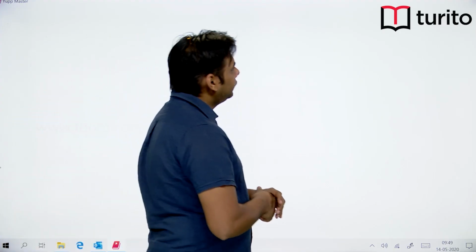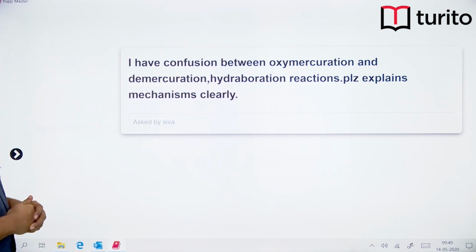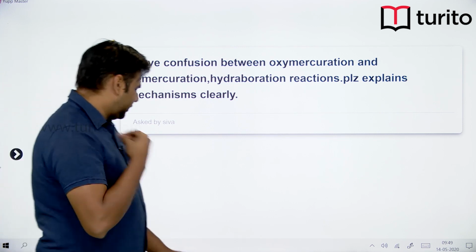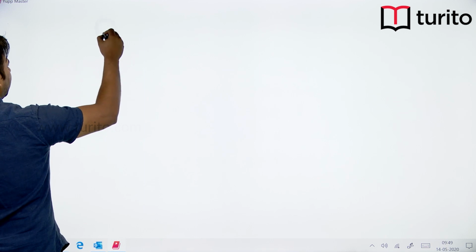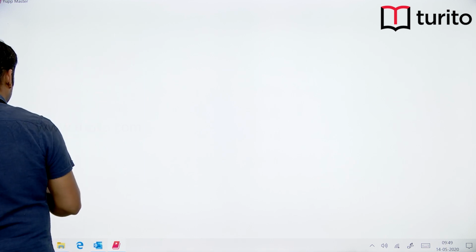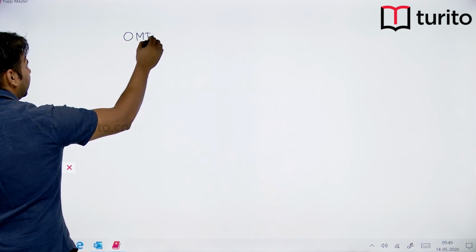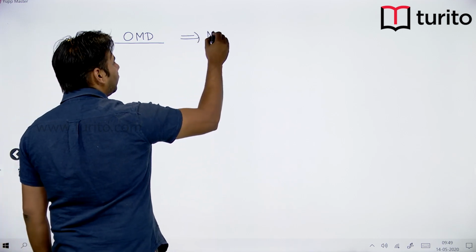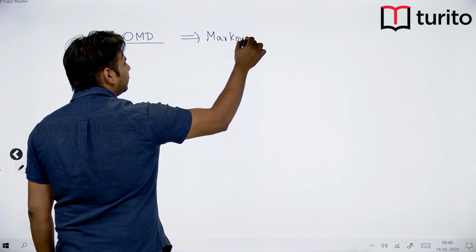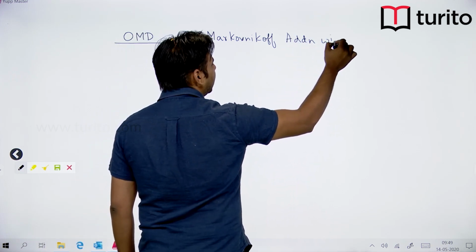Okay, let me see the doubts. "I have confusion between oxymercuration-demercuration and hydroboration reaction. Please explain the mechanism clearly." Okay, Shiva. If you are talking about oxymercuration-demercuration, I am calling this OMD. This is basically a Markovnikov addition without rearrangement.